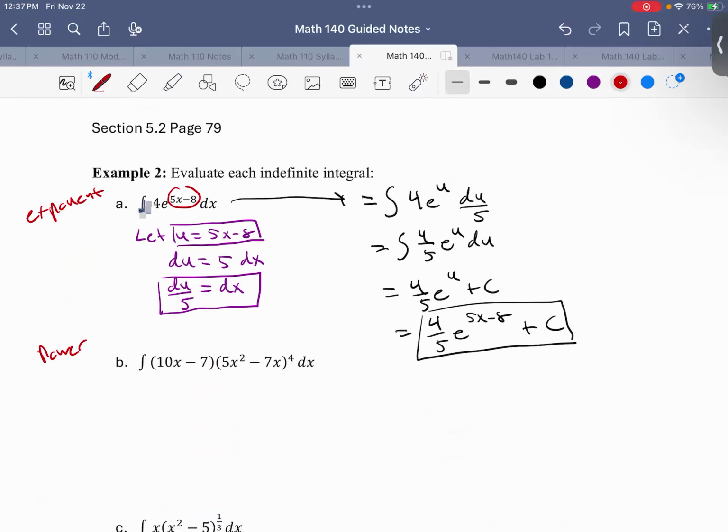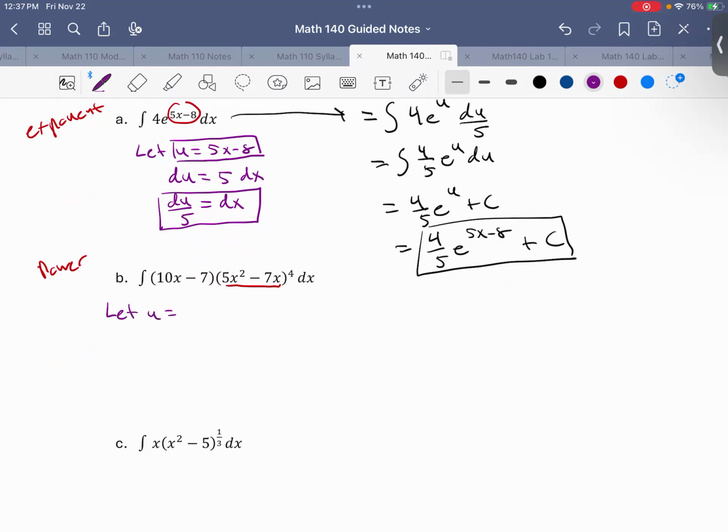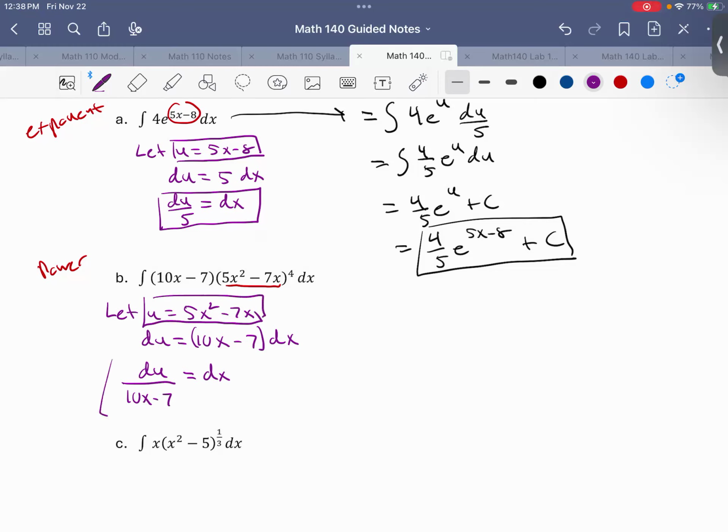So let's go ahead and take care of this. So we have let u equal 5x squared minus 7x. That means du equals 10x minus 7. Remember, we're taking the derivative. And attached on is going to be this dx. So put parentheses here, but I'm going to divide both sides by 10x minus 7. And so what I'll end up with is dx equals du over 10x minus 7. So once again, I'm going to take this u and this du over 10x minus 7 and plug them into our integral to get a new one.